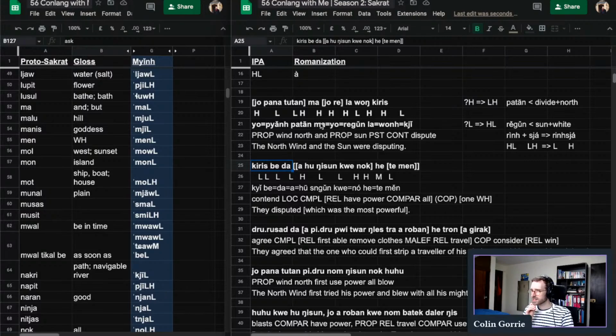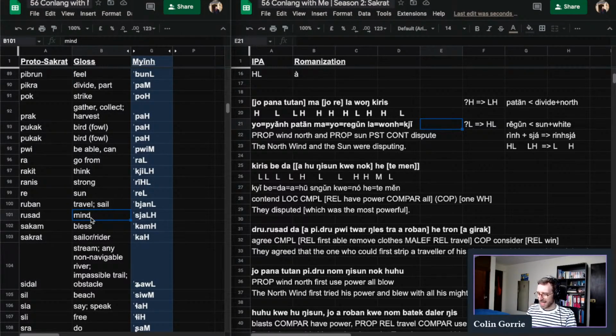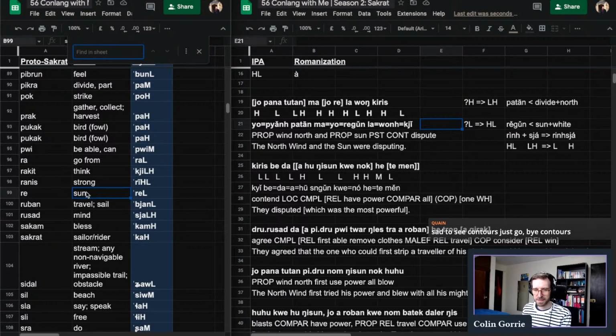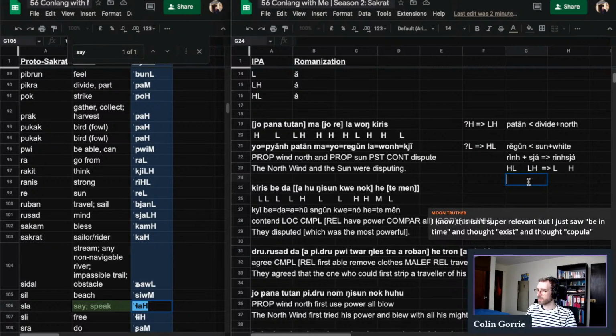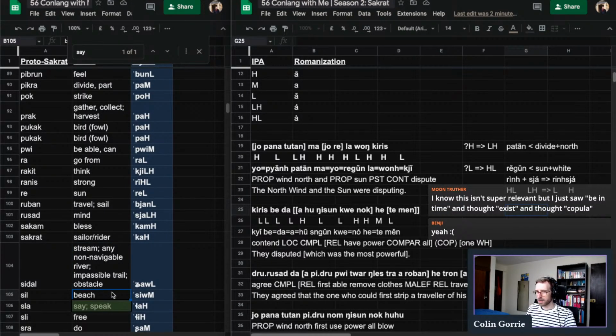So what are our lexical items? We've already played with north. We've already played with sun. Maybe we could do something with dispute. So maybe if we have a word like say, we could make it become sort of more of an angry saying. Yeah, so maybe hla becomes to argue. So our nice word to say or speak becomes to argue.